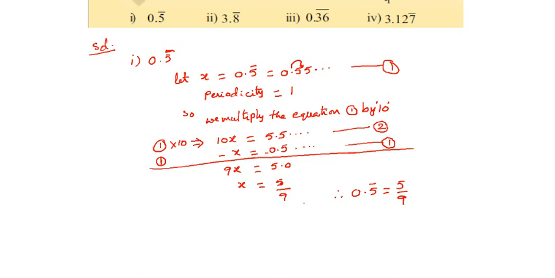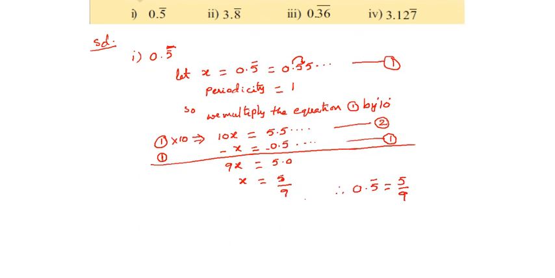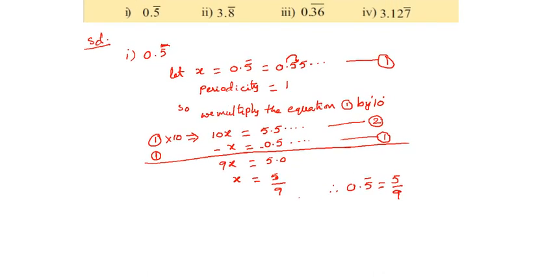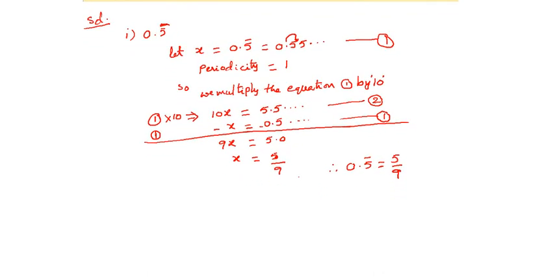Third one is also like that. Now we move to the fourth one. A small difference is here. You may observe the fourth one is 3.127 bar. Three point 1, 2, 7. Here the bar is only for 7. It is in decimal form. Even though it is in decimal form, the decimal part is not completely covered by the bar. Only 7 is covered by the bar.